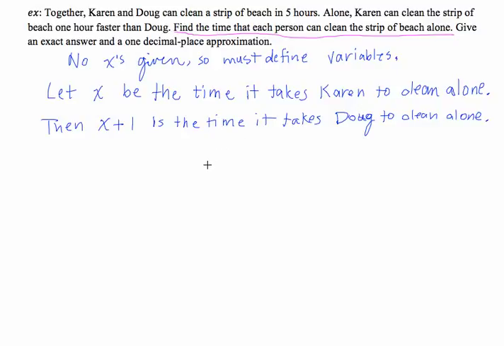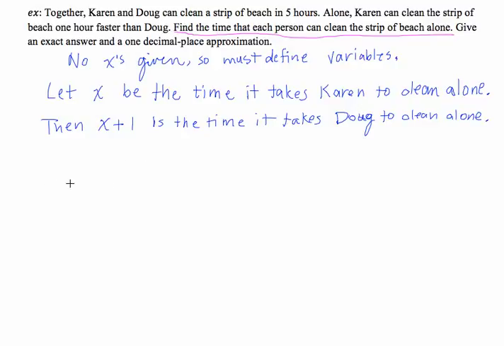Okay, so now that we have this information, we have our variables defined. And we're trying to find x. That'll allow us to solve the problem. That is the time it takes each person to clean the strip of beach alone. Let's set up a chart. A chart will help us out here.